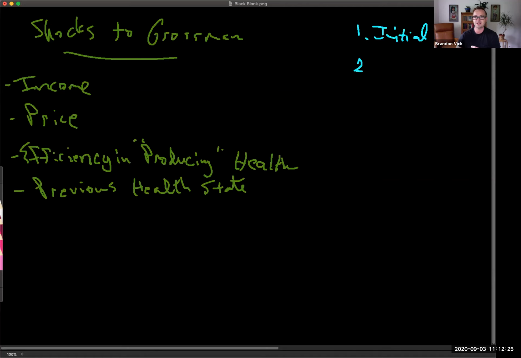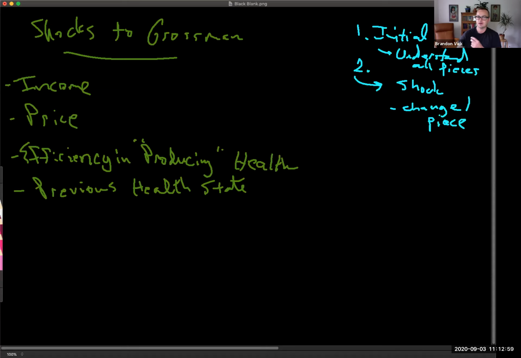The second point, so the initial equilibrium, we have to understand how all the pieces are set up. So that's kind of implicit in that. Okay, second step here is then we do some kind of shock to the system where we change one piece. We change a piece, and so I have some shocks over here.